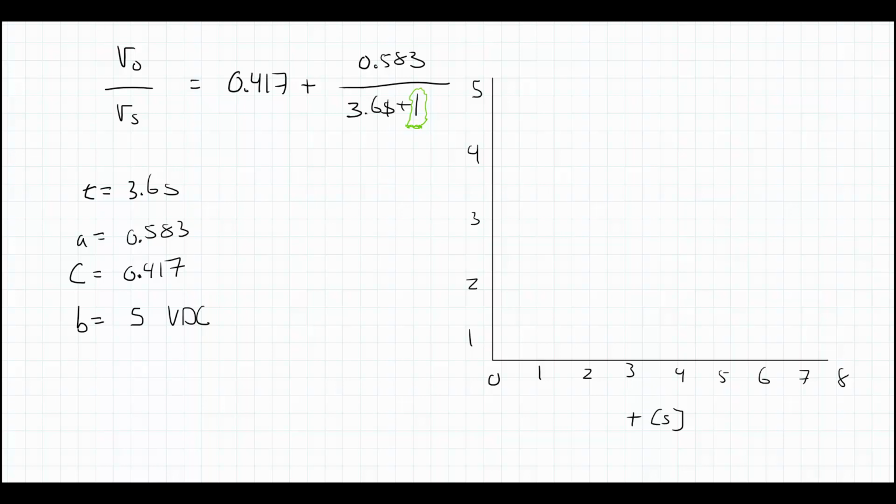So our first value here is going to be b times c. So bc is going to be 5 times 0.417. So at time 0, or really just to the right of 0, we're going to be at 2.083. So just above 2.